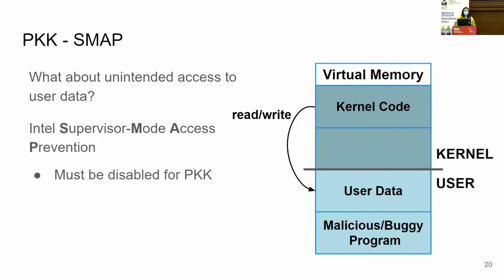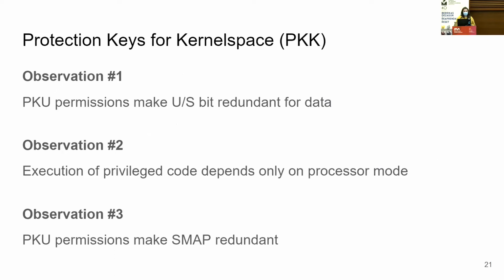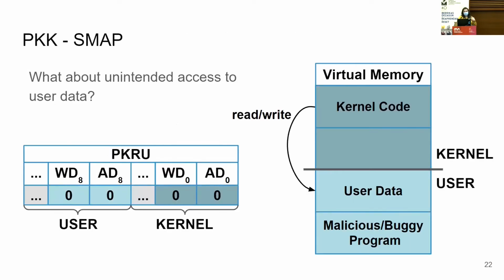Now, what about the kernel inadvertently accessing user data? Again, Intel provides a feature against these attacks. It's called supervisor mode access prevention. But since the kernel is now in user memory, if we enable this, then the kernel cannot access its own data. So we need to disable it for PKK to function. Which leads to the third observation, which is that PKU permissions make SMAP redundant, just like the US bit.